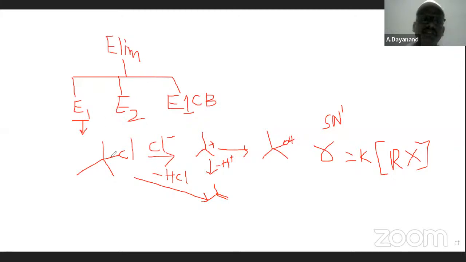Then E2 is different. What is the E2 reaction? The removal of hydrogen as well as chlorine will take place simultaneously. Let us take this one, where we have hydrogen on one side, and there are 2 groups. Let us see.